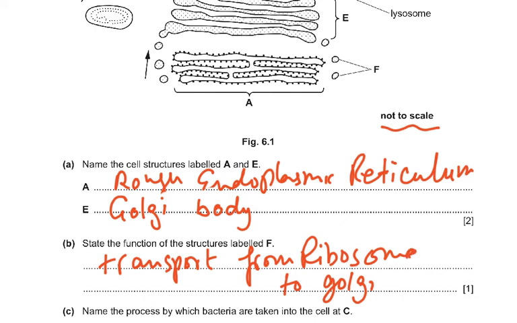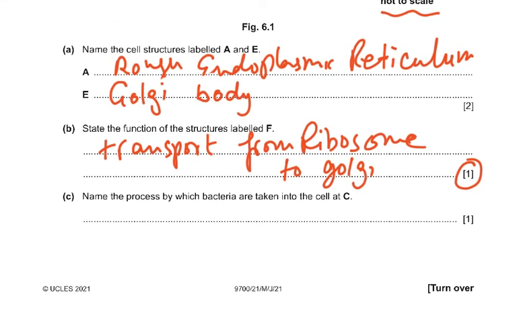So this is all what you had to give for 1 mark. What does it do? Function of the structure labeled F. It's a secretory vesicle, and what is it? It is transporting that protein which was made on the RER, and then it is being transported to the Golgi. So this is all what you have to write.